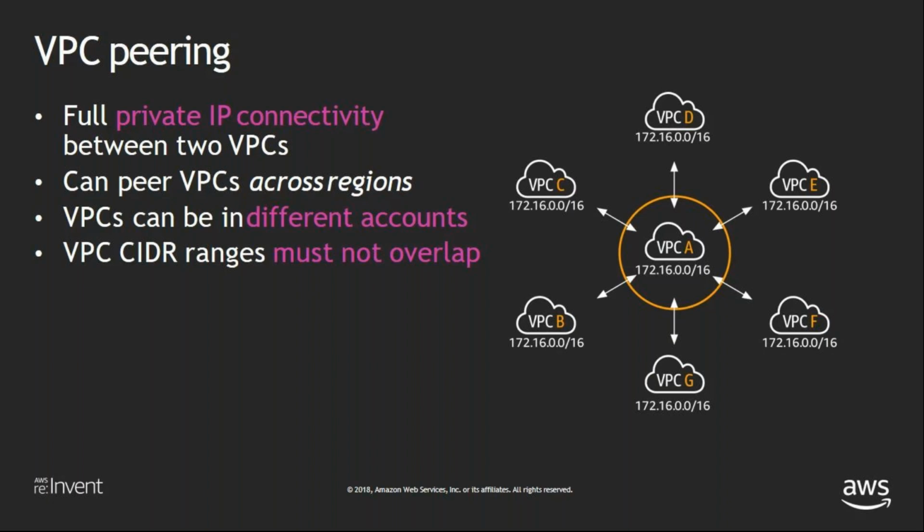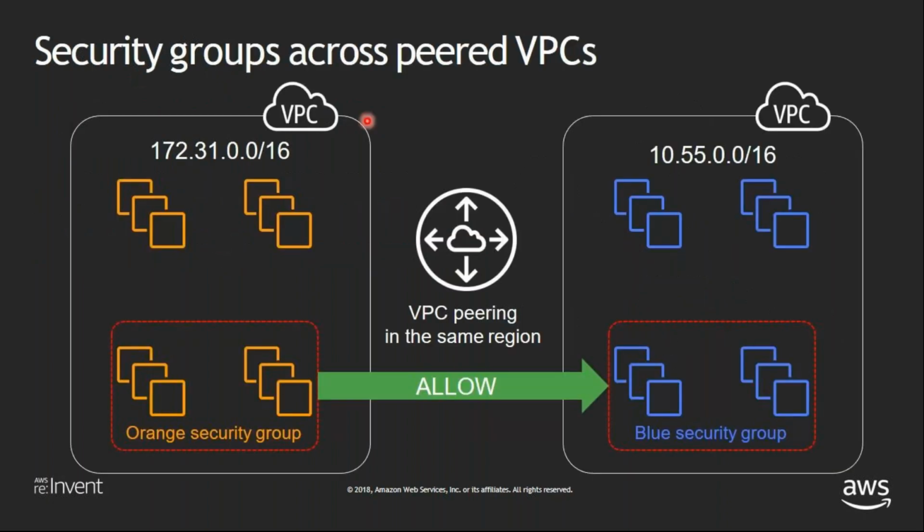So moving on to the next slide: security across peer VPC. This is one scenario where the orange is our security group and the blue is our security group. We have a VPC here and a VPC here. We have to allow connection from this private network to this private network.